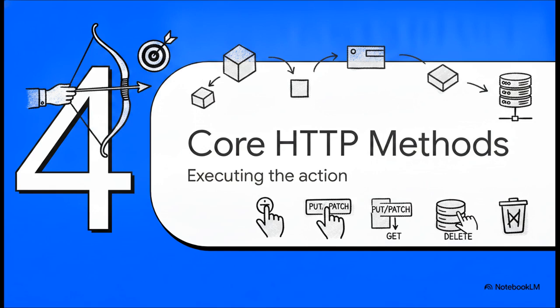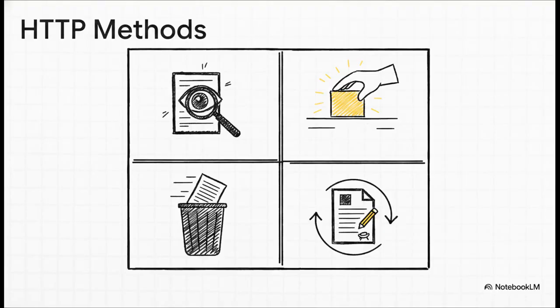Executing the action. We've got our tools, we've got our target, now it's time to pull the trigger. How exactly do we tell the server what we actually want it to do with our endpoint? Well, we use HTTP methods. These core methods explicitly tell the server what action to perform.